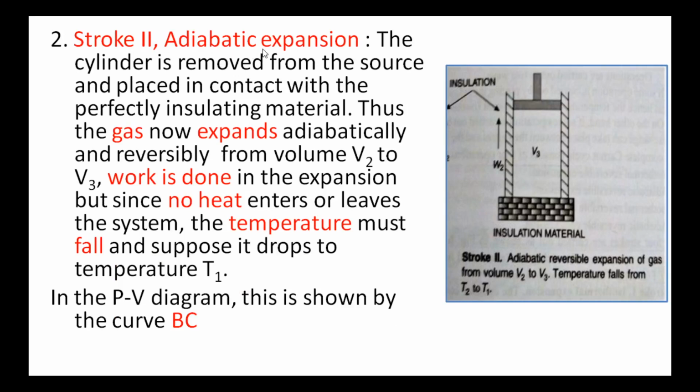Stroke 2. Stroke 2 is an adiabatic expansion. That is, the cylinder is taken out of the source and it is kept on the perfectly insulating material such that here no heat is exchanged, no heat is absorbed. But the gas performs some expansion work. That is W. Hence, the volume increases from V2 to V3. As a result, its internal energy decreases, then temperature also decreases from T2 to T1. This is shown in the PV diagram by the curve BC.